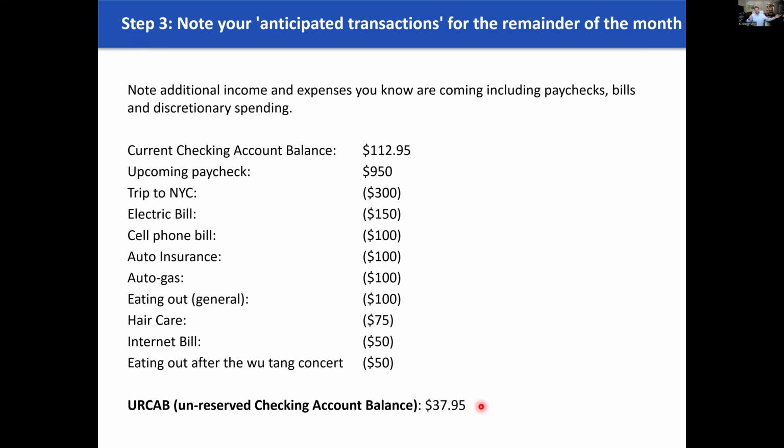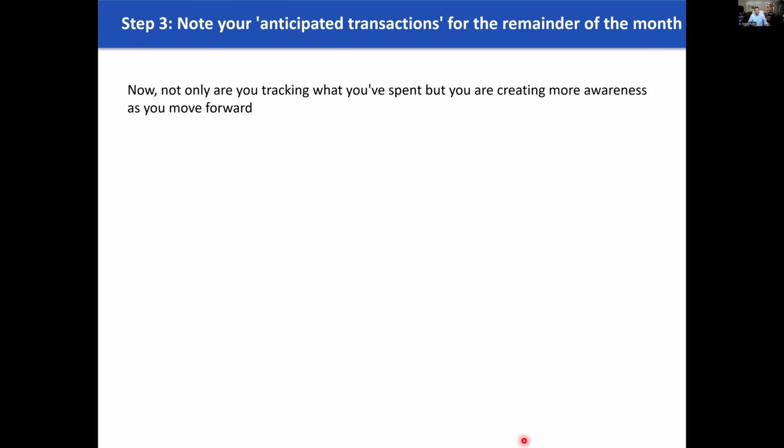So remember, this all starts with a checking account balance. Then I say, this is what I've done. And then I say, this is what I'm going to do. And then I say, this would be my checking account balance after everything that I've set aside for. That's why I call it my unreserved checking account balance, my URCAP. So now not only are you tracking what you spent, you're creating more awareness as you move forward.